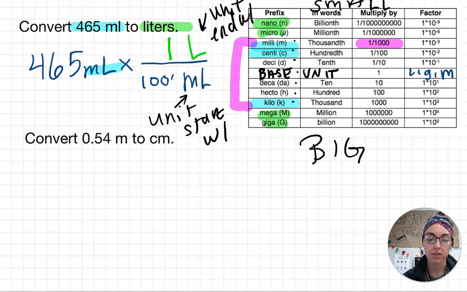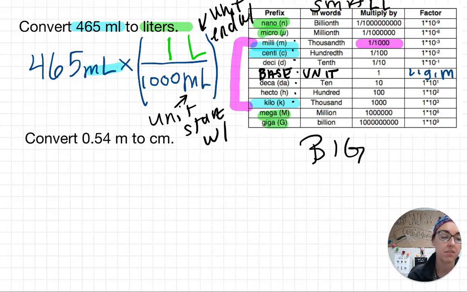Now if I do this math, 465 times 1 over 1,000 milliliters, that's essentially division. Even if you put it in your calculator, just stick that in parentheses there. I'm multiplying it by 1 over 1,000, which is the same thing as dividing by 1,000, which would give me 0.465 liters.